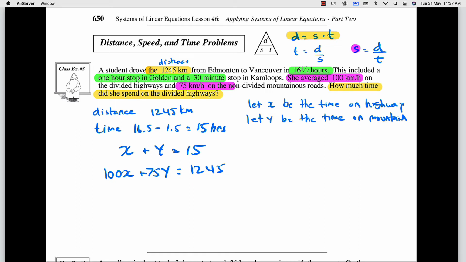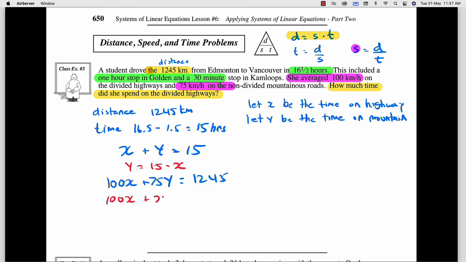So there's our two formulas, and once you have those, then it's just very simple. Right back to exactly what we did in the last two equations. Y equals 15 minus X. Substitute 100X plus 75 times 15 minus X equals 1245. Expand, gather like terms and solve.